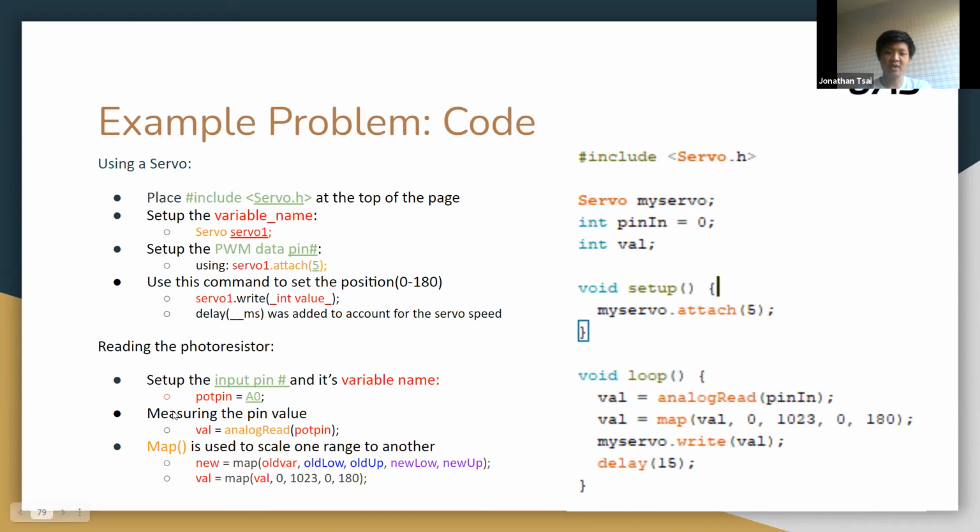The next thing to do is you want to start measuring that pin value. So how you set it up is you put in the variable you want to store it in. In this case, we chose the integer value, or val, is equal to, and then you use the command analogRead, and then you put in the pin number. Because of what we did earlier, we can just call it pot pin.